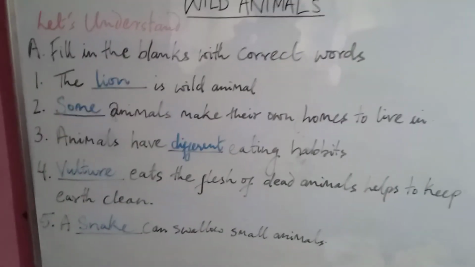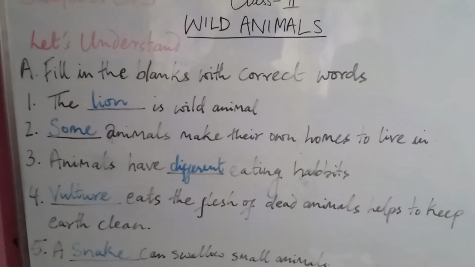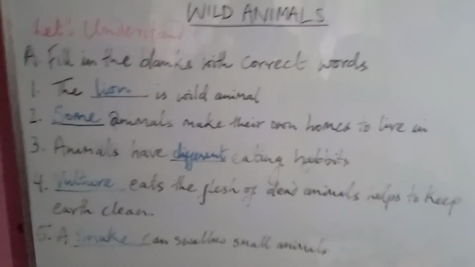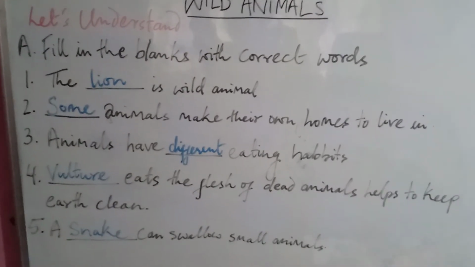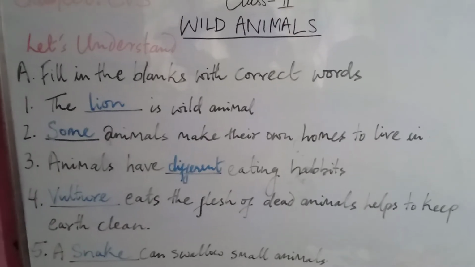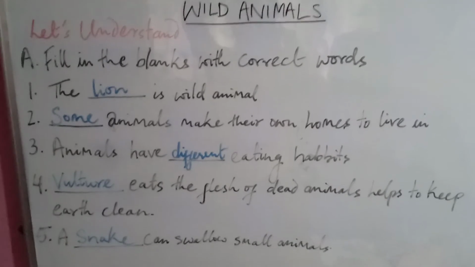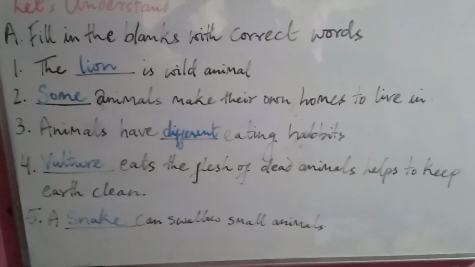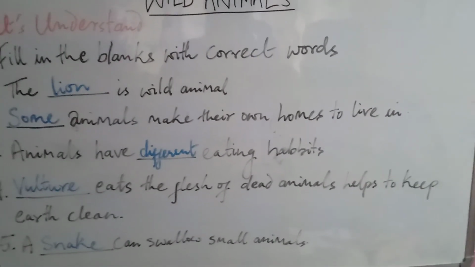And then question number 2, dash animals make their own food to live in. Not all, but some animals make their own food to live in. And then animals have different eating habits. They have two options, same and different. So obviously animals have different eating habits. And then question number 4, dash eats the flesh of dead animals to keep the earth clean, as I have told you earlier. So vulture is the correct option.